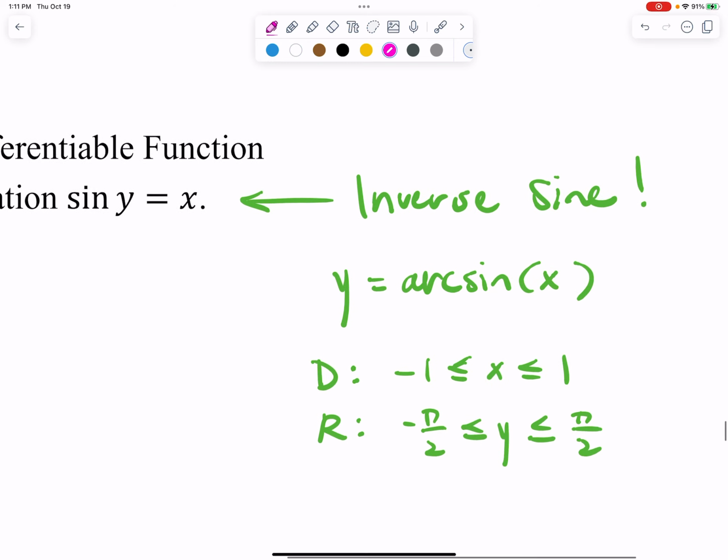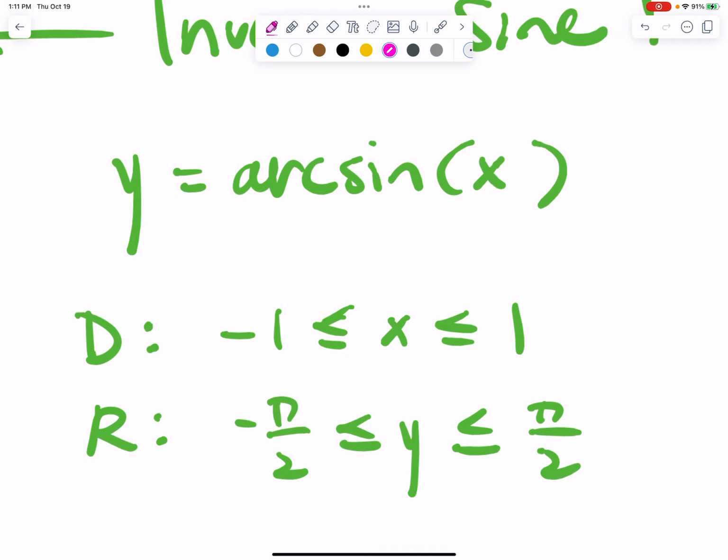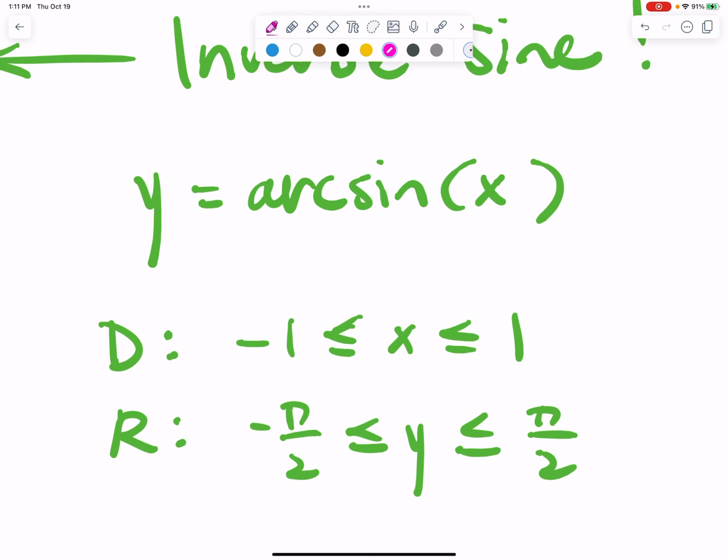So the equivalent statement would be y equals arcsine of x, if you remember when we studied the inverse trig functions last year, where the domain would be -1 to 1, which is the range of sine. And if you remember when we restricted the domain of sine to make it a 1-to-1 function, we restricted the domain to be between -pi/2 and pi/2. So that means the range of arcsine, the outputs of arcsine, would have to be between -pi/2 and pi/2.